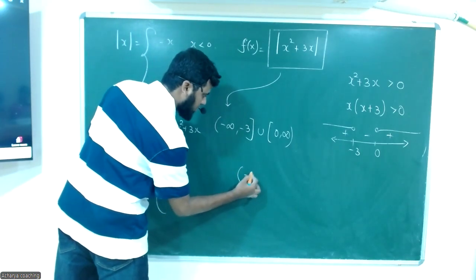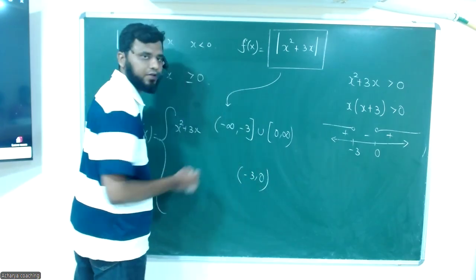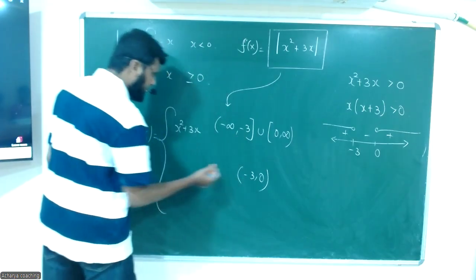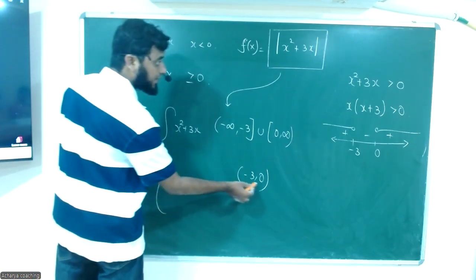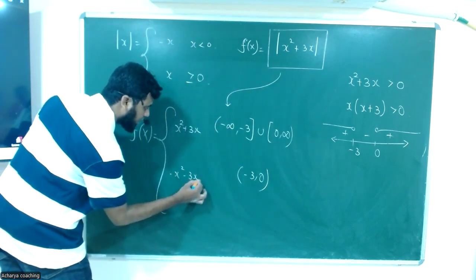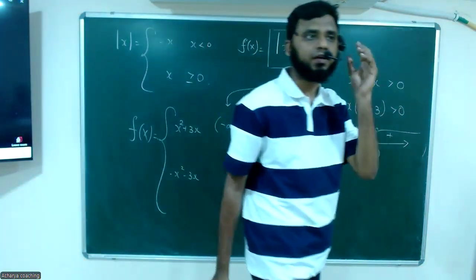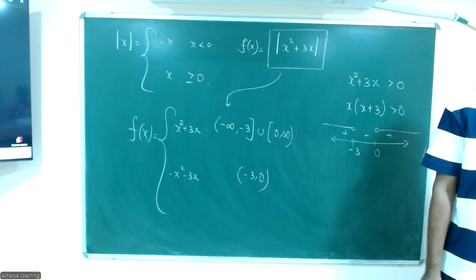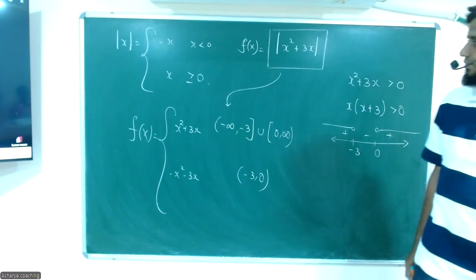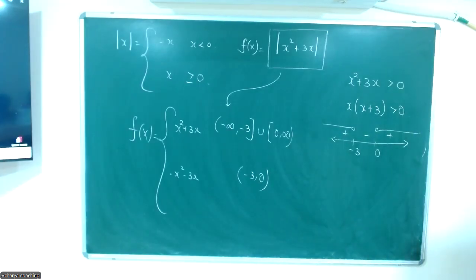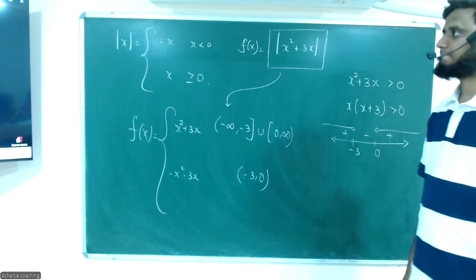Now minus 3 to 0; minus 3 is already included here. You can include minus 3 either here or here. So for minus 3 to 0, it is negative. So minus x square minus 3x. Whatever is inside this, just multiply it by the negative sign. So minus x square minus 3x. Any doubt in this? Copy this. So I have just explained how to remove modulus.